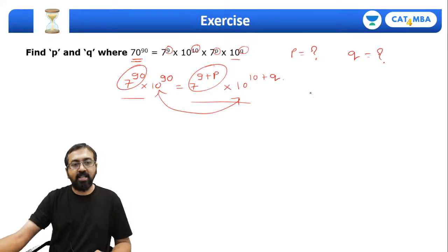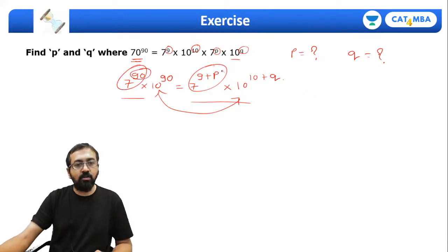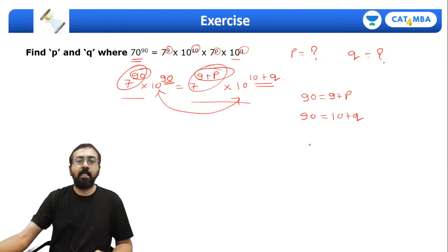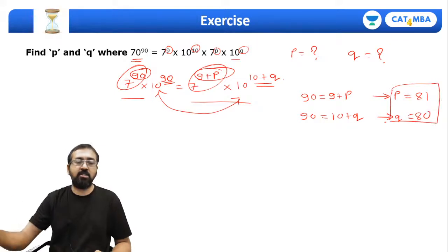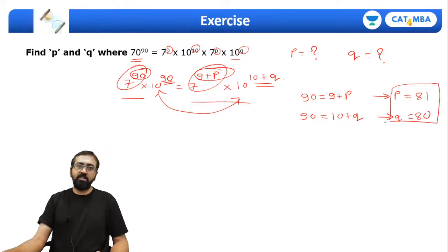Isn't that so? So I can say this 90 is equal to 9 plus p. 90 is equal to 9 plus p. Same way, this 90 is equal to 10 plus q. So 90 is equal to 10 plus q. Right. So here we get the value of p as 81 and here we get the value of q as 80. So these are your answers. Have you all understood this?